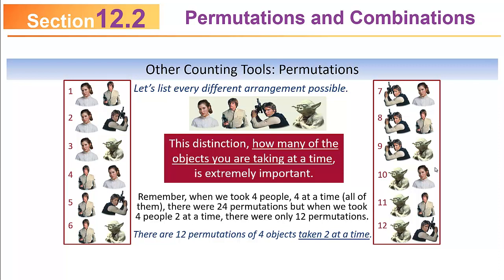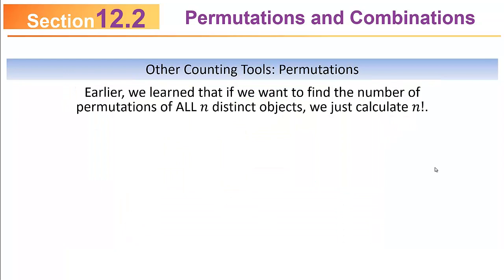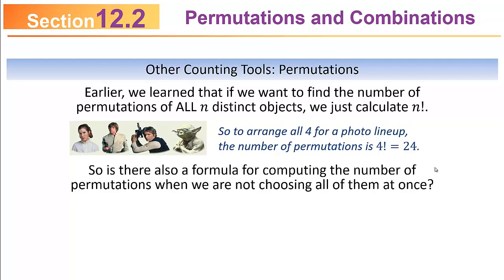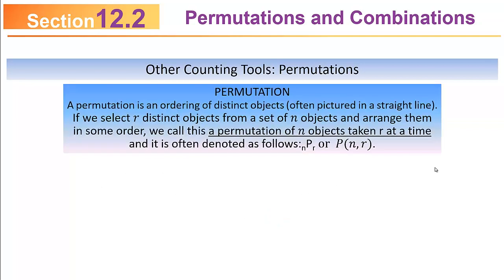So in the previous example, when we took 4 people, we took all 4 at a time. That turned out just to be a factorial. 4 factorial is 24. But when we took them 2 at a time, it turns out to be only 12. We learned if we do take them all, we just use the factorial, as I mentioned. The question is, is there also a formula if you don't take all of them at once? And the answer turns out to be, lucky for us, yes, there is.